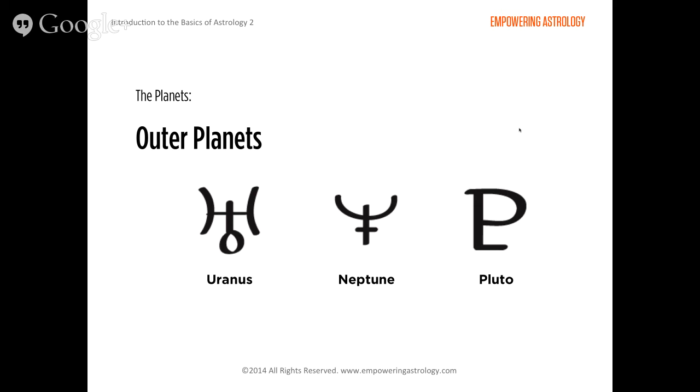I personally use traditional rulerships. They hold up for me better, but I definitely use the outer planets. For me, they very much represent specific karma.